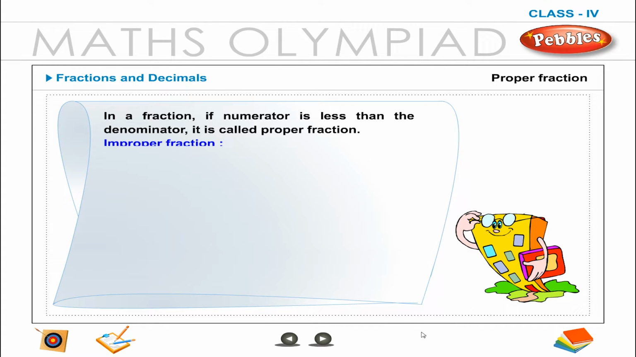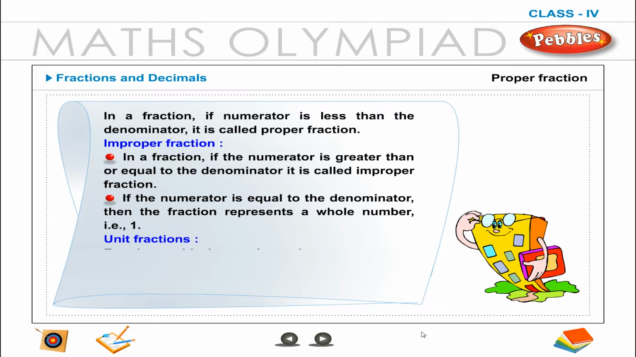Proper fraction. In a fraction, if numerator is less than the denominator, it is called proper fraction. Improper fraction. In a fraction, if the numerator is greater than or equal to the denominator, it is called improper fraction. If the numerator is equal to the denominator, then the fraction represents a whole number, that is 1. Unit fractions. Fractions with 1 or unit as the numerator are called unit fractions.